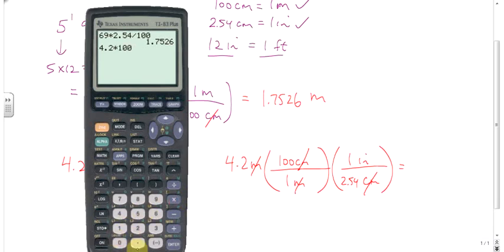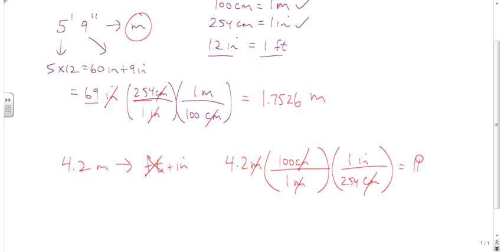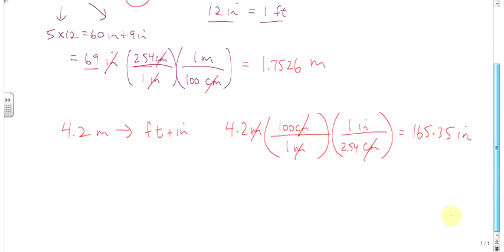So 4.2 times 100 divided by 2.54 is 165.35 inches. I'm going to round that to the hundredths. Okay? But again, I don't want inches, I want feet and inches. So, how many feet is that?